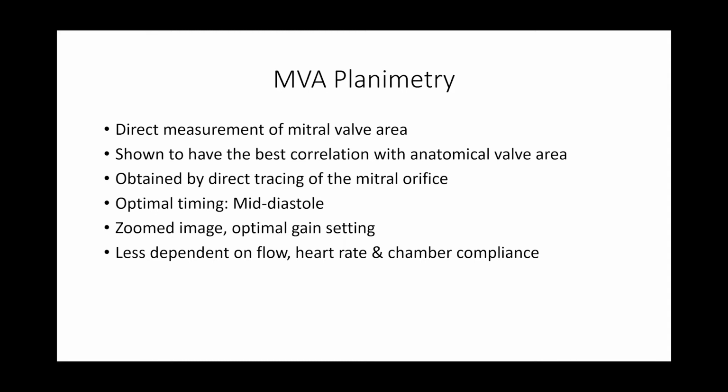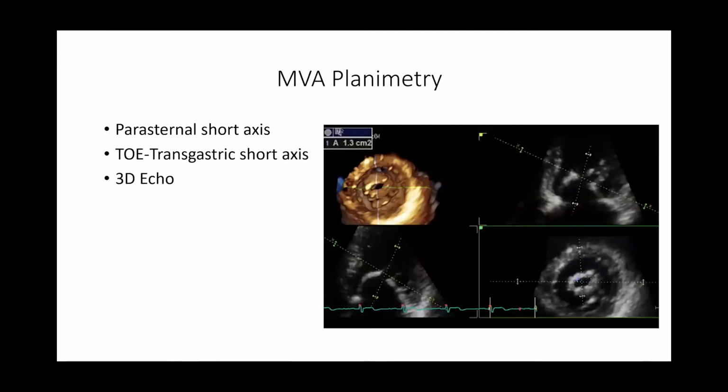And normally we do it in mid-diastole. So zoom the image, optimize your gain setting, and make sure that you have a good window. Then you can trace the mitral valve, and it's not much dependent on the flow, chamber compliance, and the heart rate. So as I said, parasternal short axis and transgastric short axis, or in 3D echo.